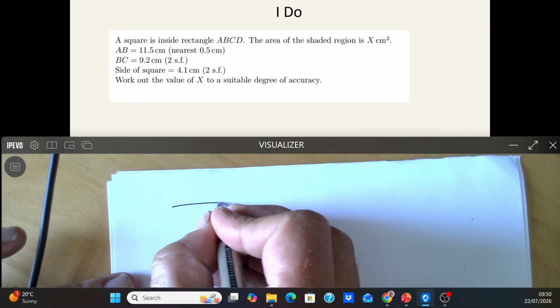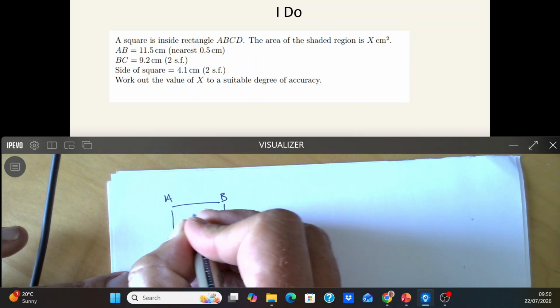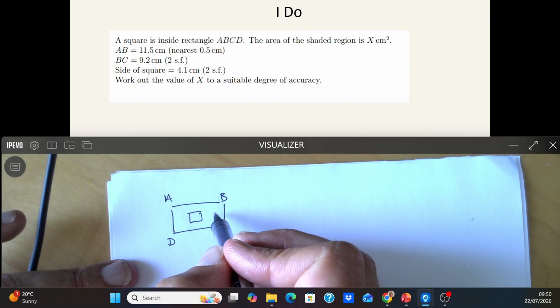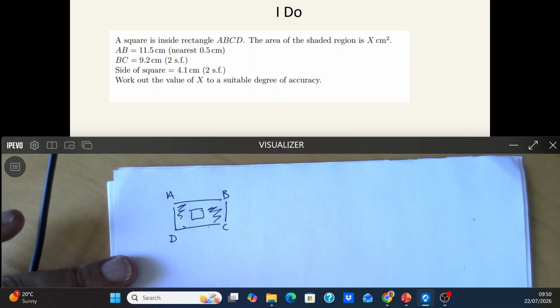So I have a rectangle, A, B, C, D, and inside is a square. And you want to work out the shaded area, which is the bit inside. So it's to do with working out the area, and it's about the bounds.